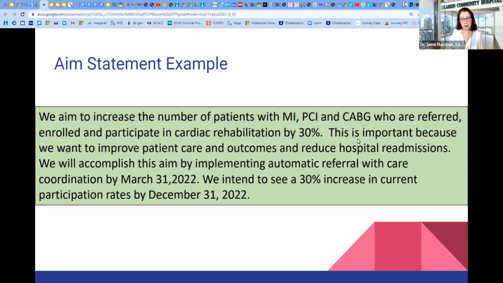This is important because, and we will accomplish this aim by implementing automatic referral with care coordination by March 31. So it is time bound. We intend to see a 30% increase in the current participation rate by December 31. Everything is measurable, with figures, and has the capacity to be measured and followed up. And that would be a SMART, measurable aim statement.